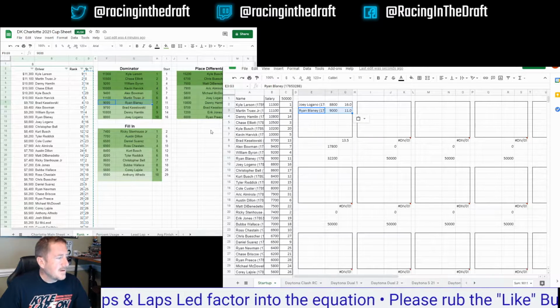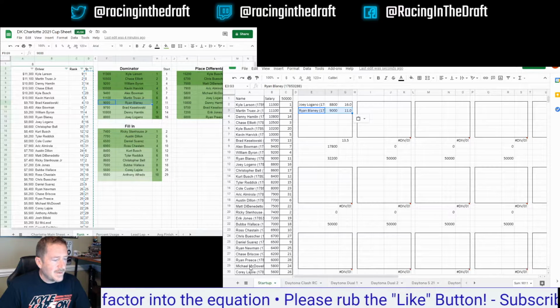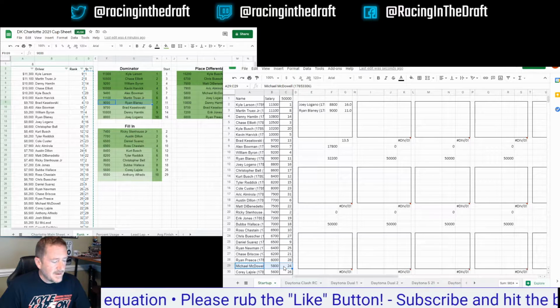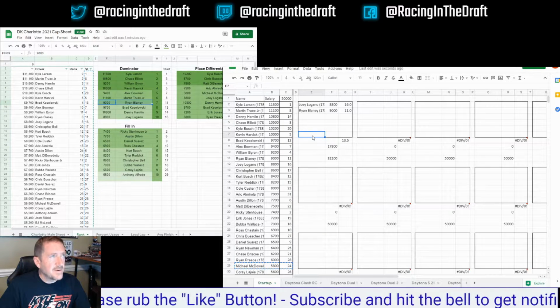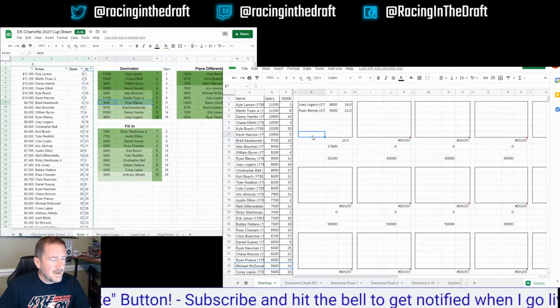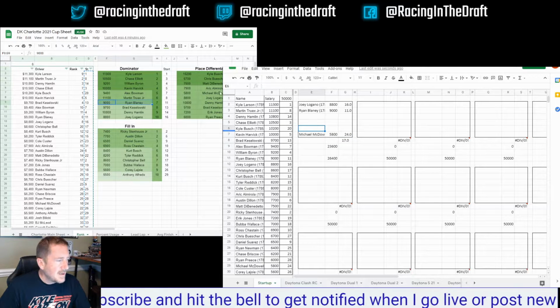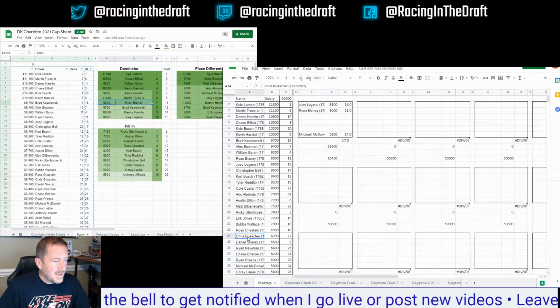And then let's say I went with Michael McDowell for one of my place differential guys. I kind of put the place differential or cost savings at the bottom and my more expensive guys at the top typically. That way I can see how it's getting built up. So another inexpensive one, Chris Buescher, we'll bring him in.